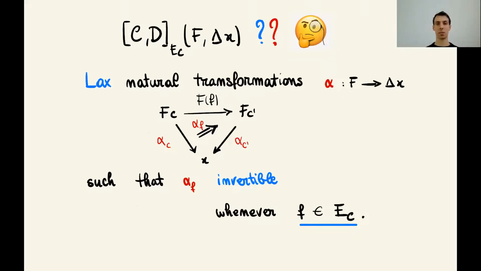These are just the lax natural transformations from F to the constant functor at X. So they're just cocones filled by a non-invertible arrow. But this arrow is invertible whenever the top edge of the triangle is the image of some morphism which is marked. So here comes the thing that I was saying. Marking means that at some point with some transformation, this image of the marked one arrow will be invertible.